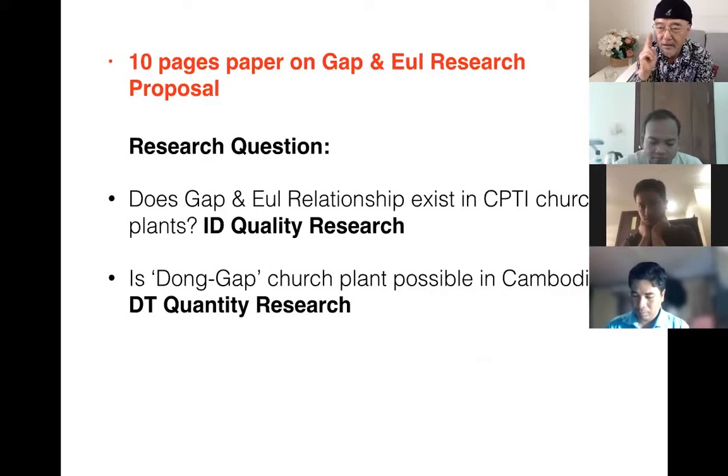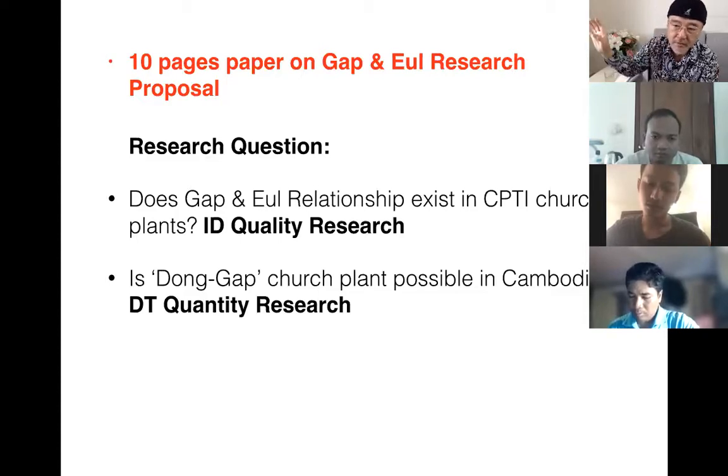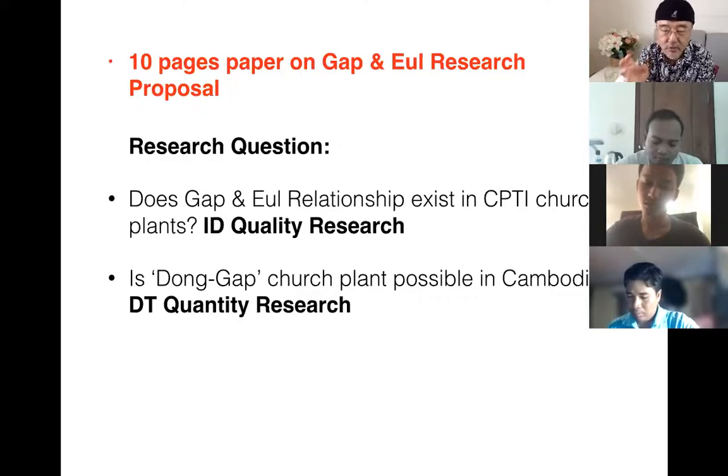We'll talk about it, but basically you have to write one or the other. You have to choose. Is it ID quality research or DT quantity research? ID stands for inductive, data-based, quality research. And the question that you have to ask is, does Gap Eul relationship exist in CPTI church plans? Okay, I'm not talking about Methodist, Baptist, I don't care. Does CPTI church plan of 160 plus churches, does Gap Eul exist?